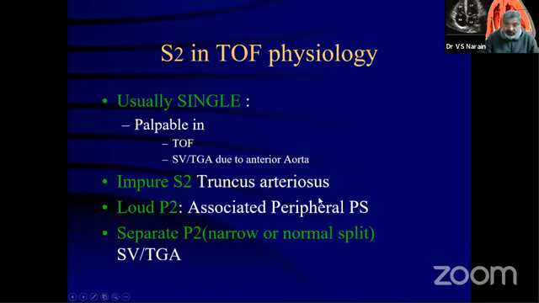A loud P2, this is also a question that is often asked: in tetralogy of Fallot, you expect a soft P2 here. But if you have a loud P2 in tetralogy, you could be dealing with an associated peripheral pulmonic stenosis.